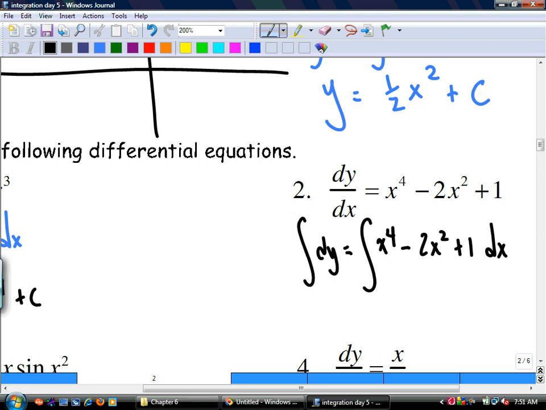Antiderivative of dy is y. The antiderivative of x to the 4th plus 2x minus 2x squared plus 1 is 1/5 x to the 5 minus 2/3 x cubed plus x plus c.